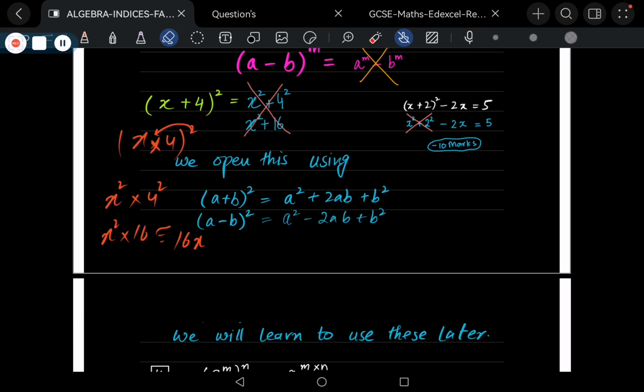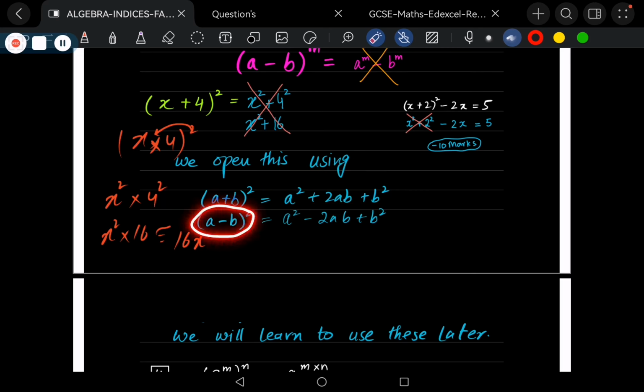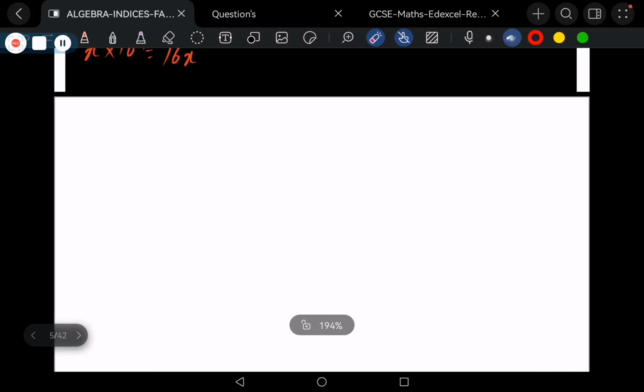Okay. Now what will I do if I am provided with x plus 4 whole square? By considering the general formula, a plus b whole square is a square plus 2ab plus b square. You have to memorize this formula in your head. If you are provided with a minus b whole square, then its formula will be opened as a square minus 2ab plus b square. We can consider one example over here.